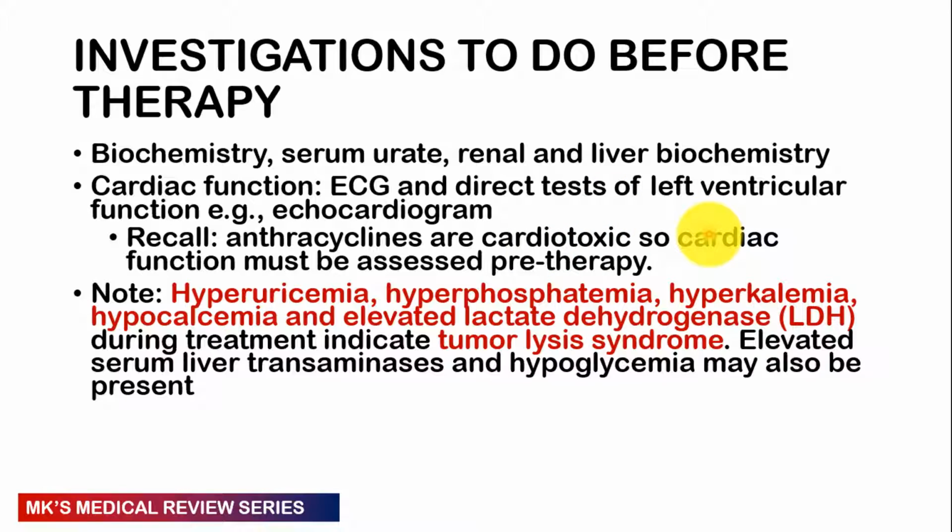Then of course, you may order for other things like uric acid levels, phosphate levels, potassium levels, calcium levels, even serum lactate dehydrogenase, because these may be deranged in what is referred to as tumor lysis syndrome, which is often a complication of treatment, or high cell turnover, because the cells are being killed by this chemotherapy that you're giving. They're releasing the substances in the blood. So you're going to be getting features of hyperuricemia, hyperphosphatemia, hyperkalemia, and increased lactate dehydrogenase, but a drop in calcium levels. Then of course, you also may see an elevated serum liver transaminase enzyme, and then of course, hypoglycemia may also be seen.